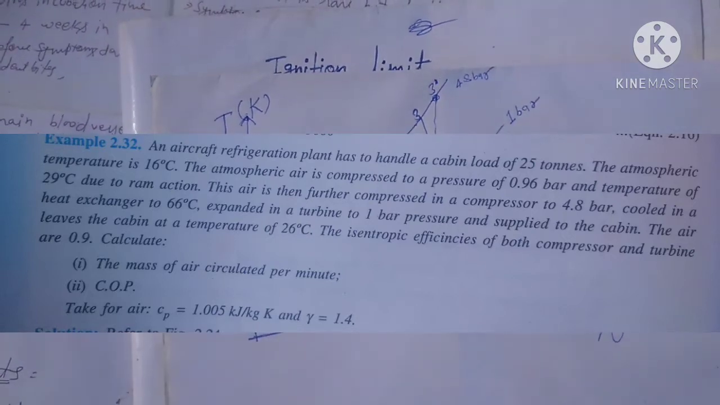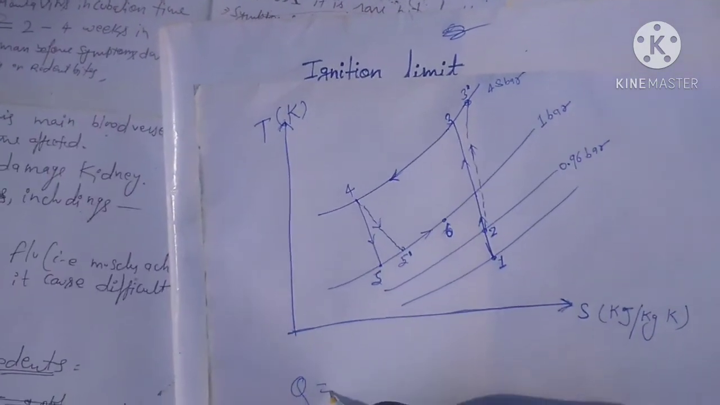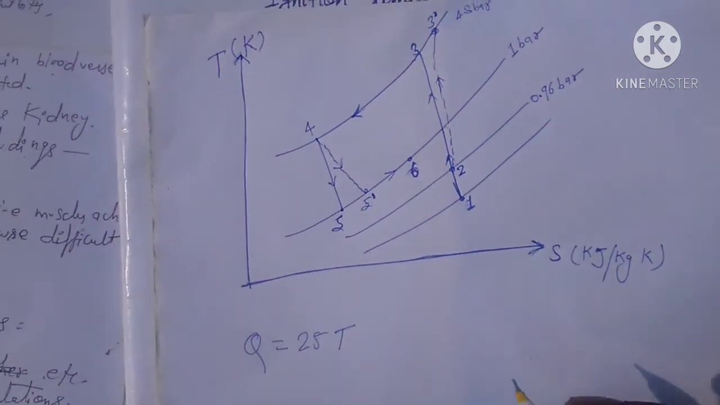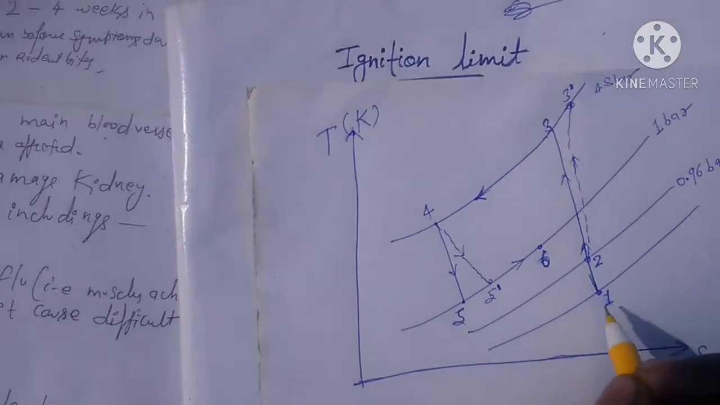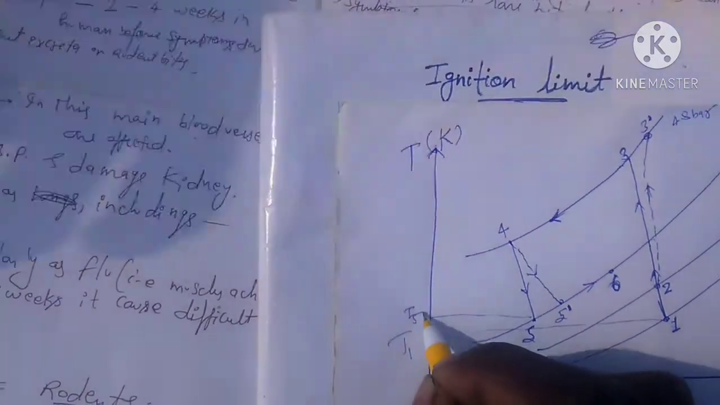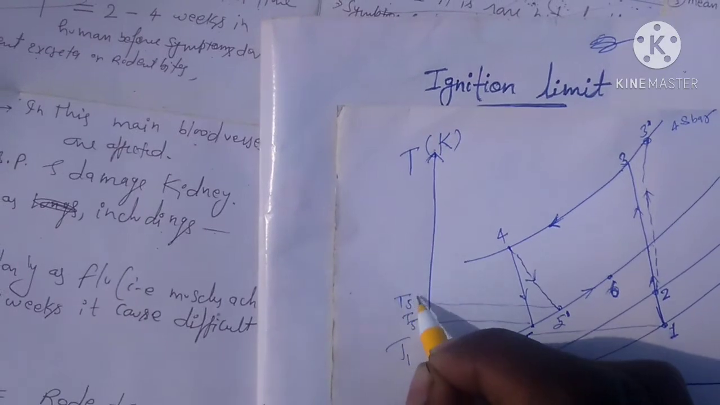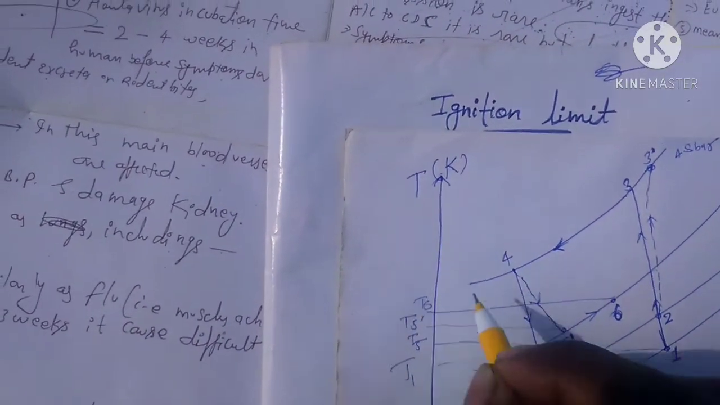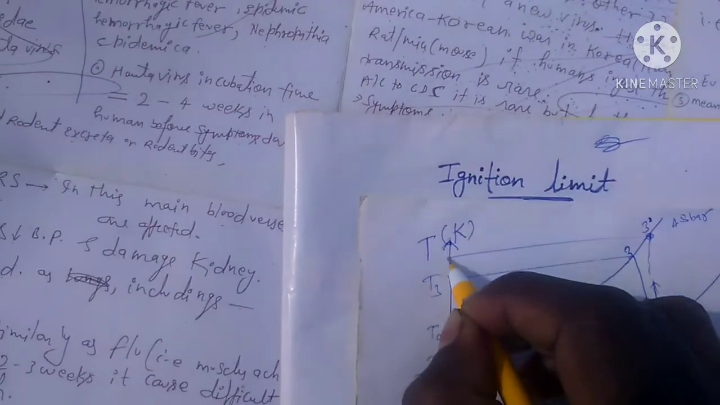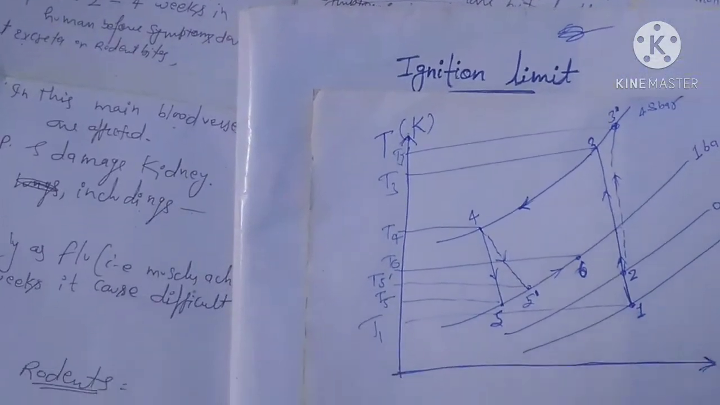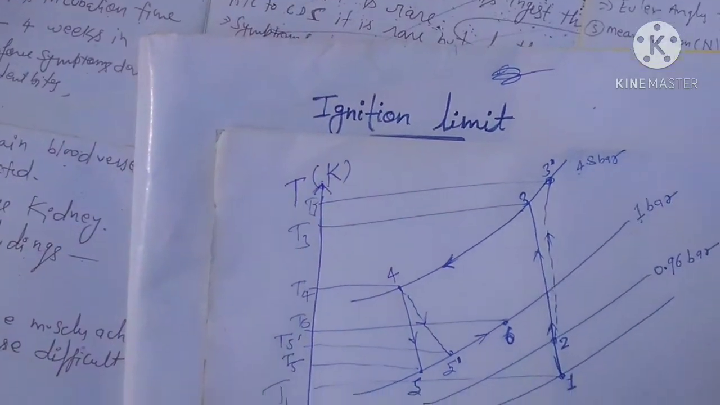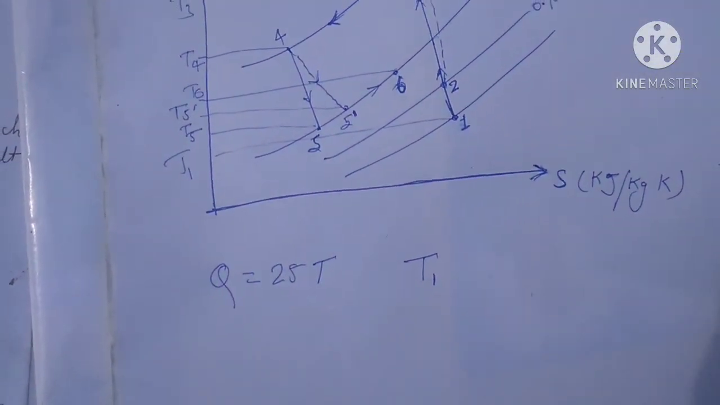The given data: Q equals 25 ton. Here Q is given as 25 ton, and you see the T1 temperature, T5 temperature, and T5 dash, here T6, here T4, T3 and T3 dash. The pressures are 0.96 bar, 1 bar and 4.8 bar. So what is given in the question?